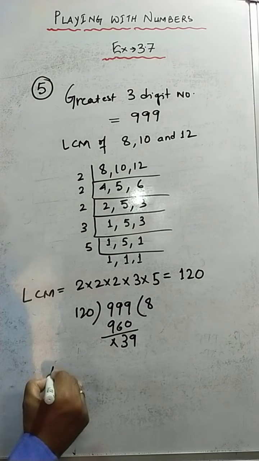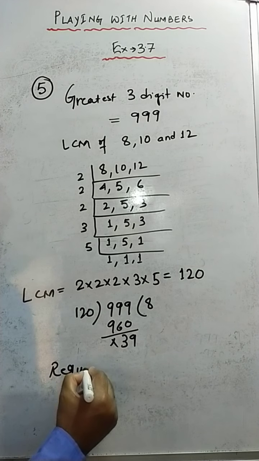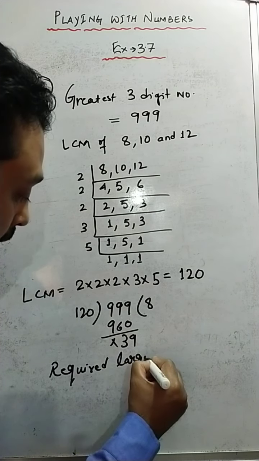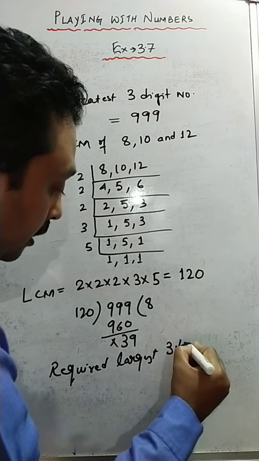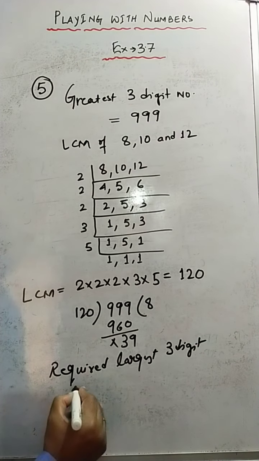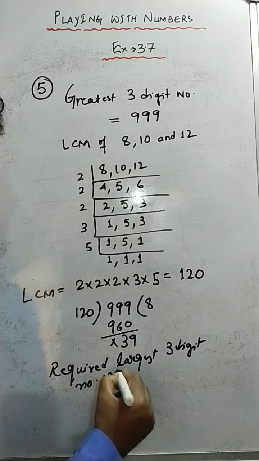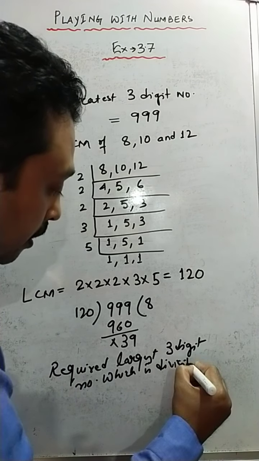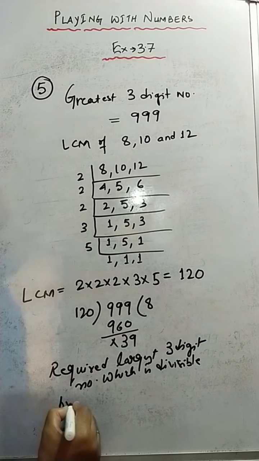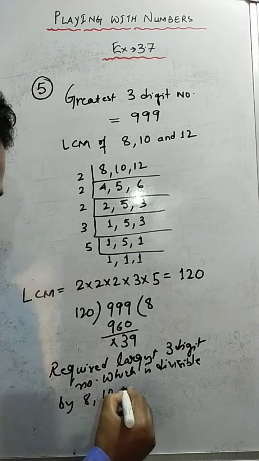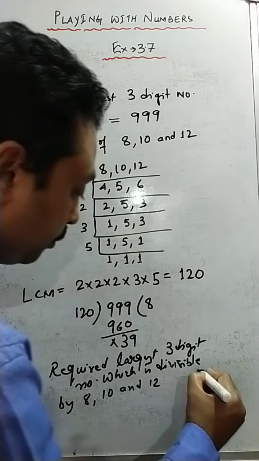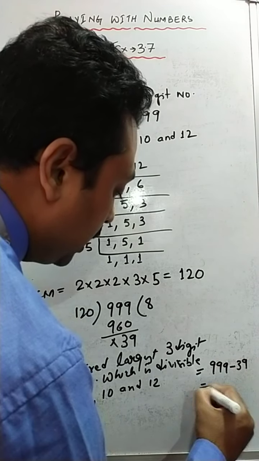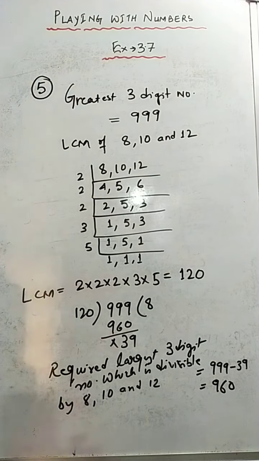Find it out. So required largest 3-digit number which is divisible by 8, 10 and 12, that will be what? 999 minus 39. Now what answer will I get? I will get 960. Fine.